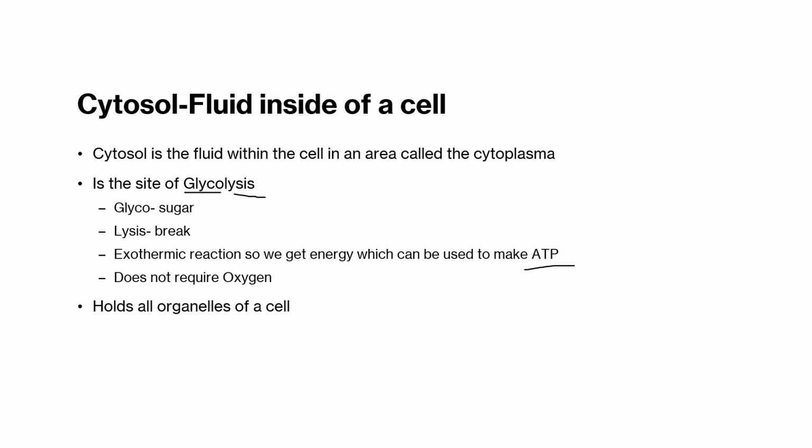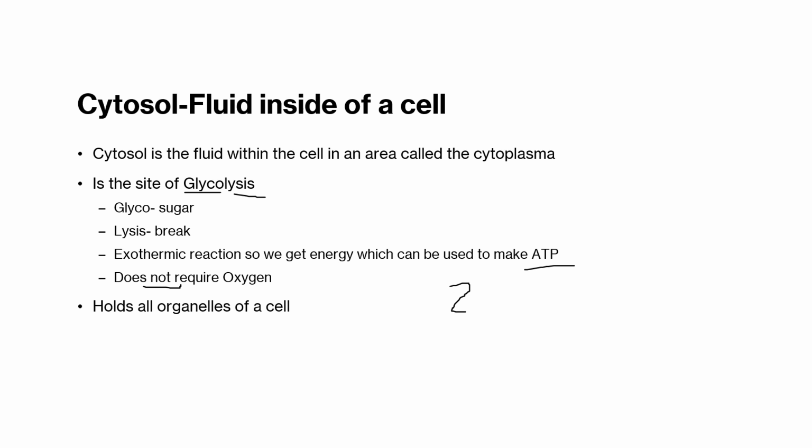Usually what happens is we put 2 phosphates onto glucose. There's a whole chain of reactions. At the end, we get 4 ATP back. So we put 2 ATP in, get 4 ATP out. So we end up getting 2 ATP from glycolysis. One thing to realize is it does not require oxygen. It doesn't use oxygen, so it's anaerobic.